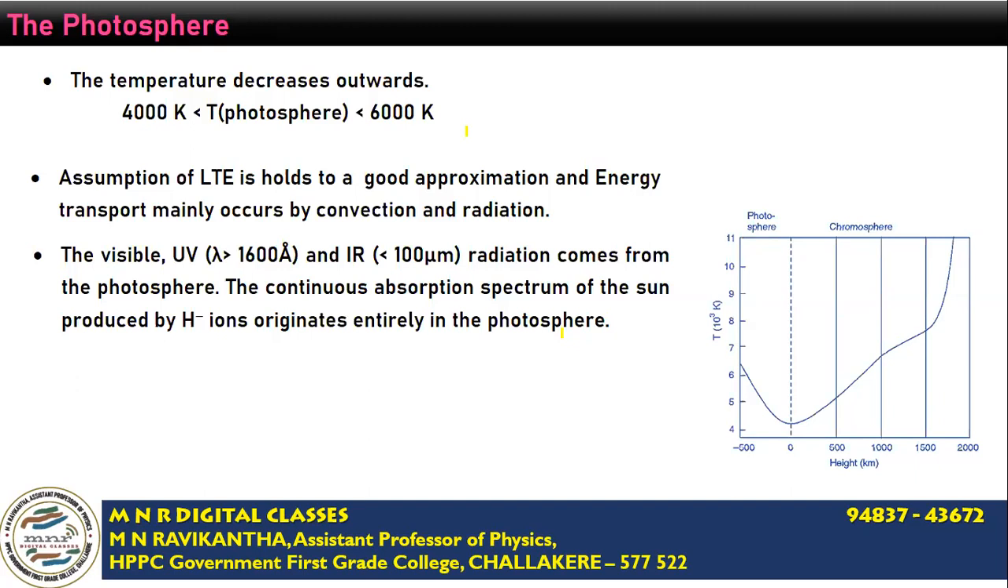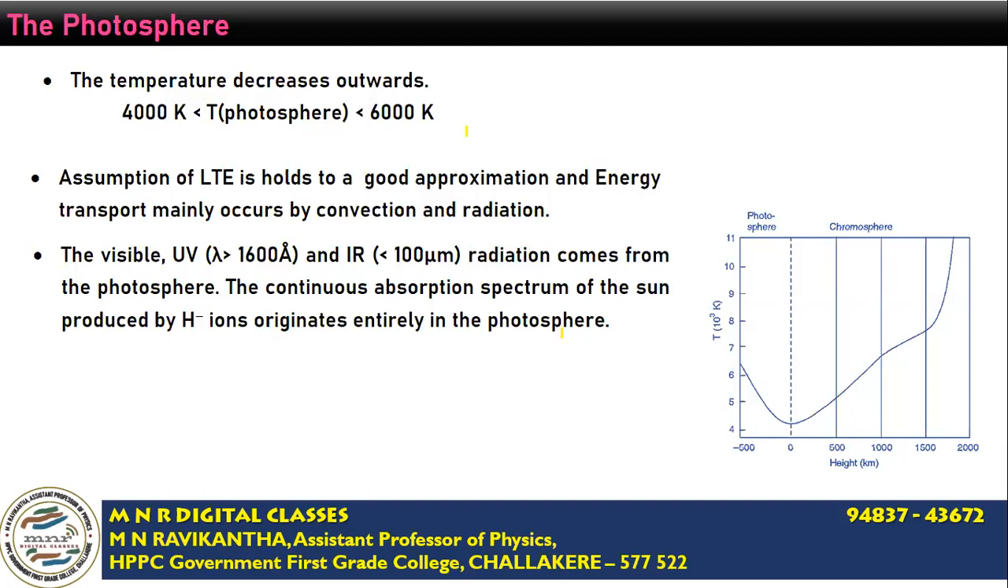Now regarding the spectra. The radiation coming from the photosphere has wavelengths in the visible part, ultraviolet radiations having wavelengths greater than 1600 angstroms, and IR radiations having wavelengths less than 100 micrometers. The continuous absorption spectrum of the sun is produced by hydrogen ions that originate entirely in the photosphere.